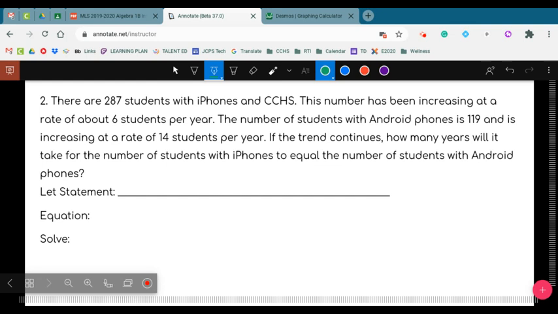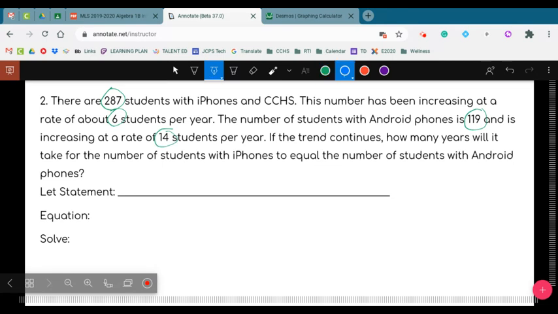We're going to go through and circle our numbers. So we have 287 students with iPhones, and it's increasing at a rate of 6 students per year. We have 119 students with Androids, and it's increasing at a rate of 14 students per year.